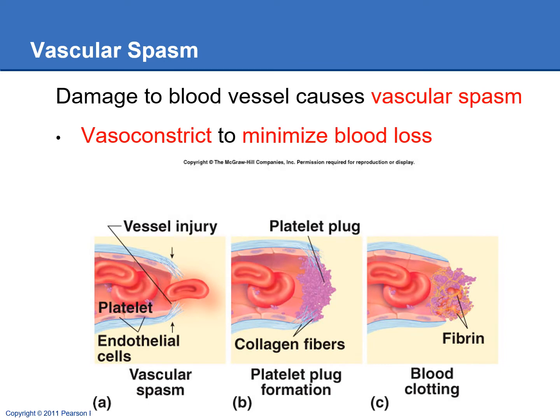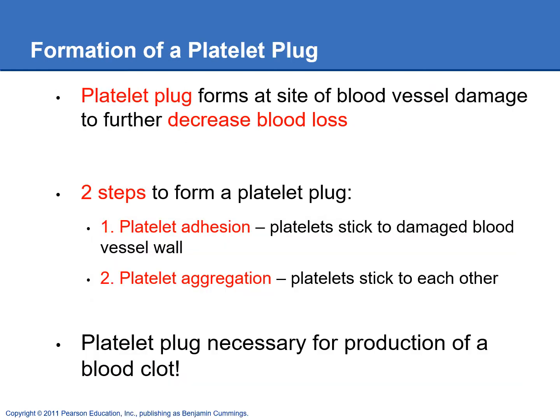So the first step of hemostasis is vascular spasm. So whenever you tear a blood vessel, its reaction is to constrict the smooth muscle. So that will help decrease the blood loss if you vasoconstrict that blood vessel. And then immediately the platelet plug is going to start to form because we need to plug the hole to decrease further blood loss. So there's 2 steps to form the platelet plug.